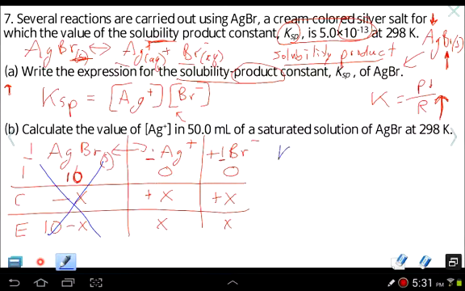And our Ksp is going to simply be x times x. It's products over reactants. We don't have anything on the reactants, so we can ignore that or we can put it over 1. So essentially it's going to be x squared. Now Ksp is given to us as 5.0 times 10 to the negative 13, so we can say 5.0 times 10 to the negative 13 equals x squared.